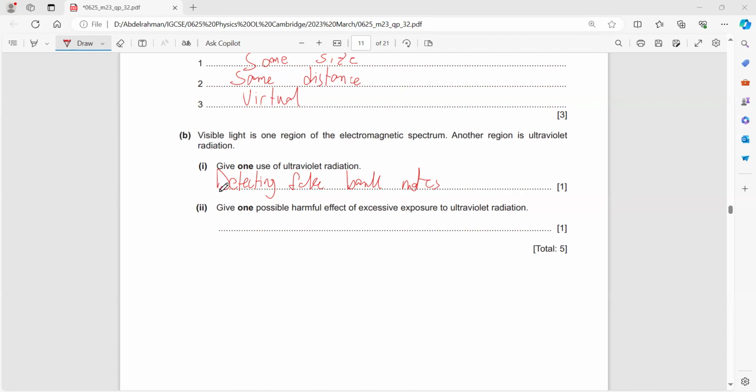Skin burning. Skin burning, no. Skin burning is one possible effect of infrared radiation. He's asking about the ultraviolet radiation. Whenever I talk about the ultraviolet radiation, one of the possible effects is cancer, mutation, skin diseases, but not skin burning. Burning especially is for the infrared radiation, okay? So I can say skin cancer, skin damage to the DNA or the mutation or whatever, okay?